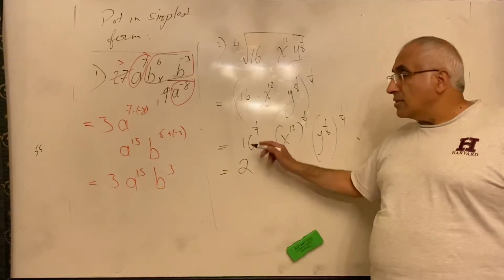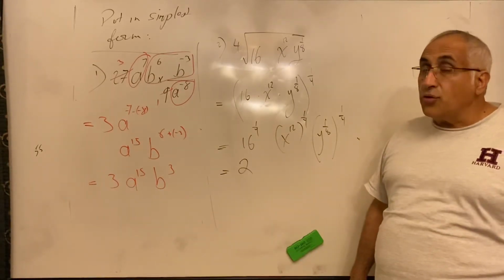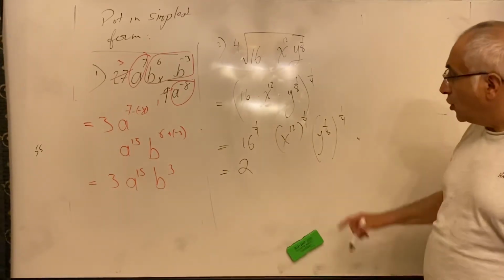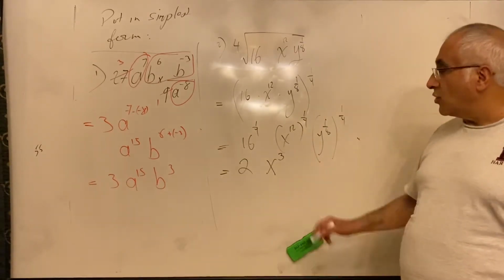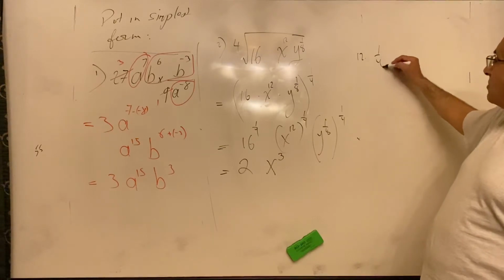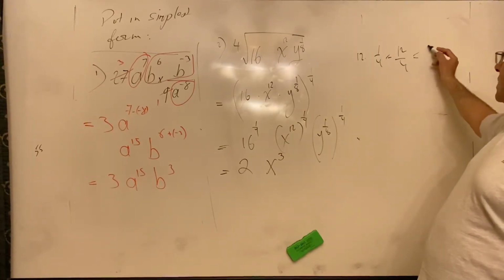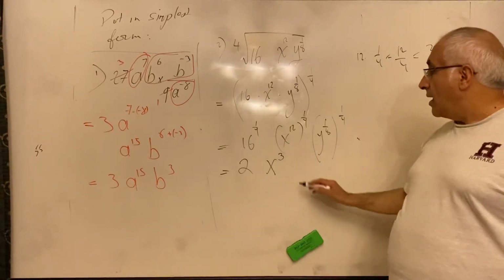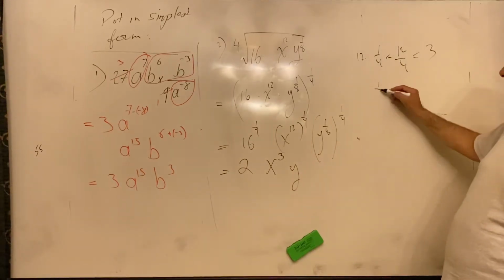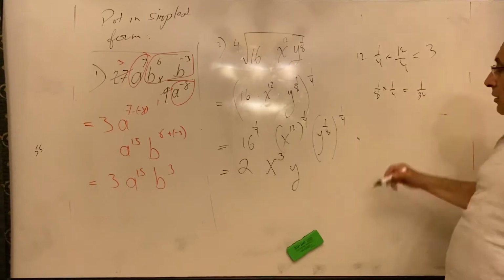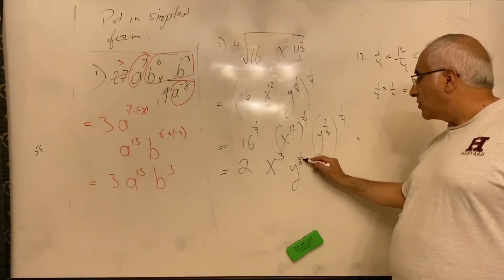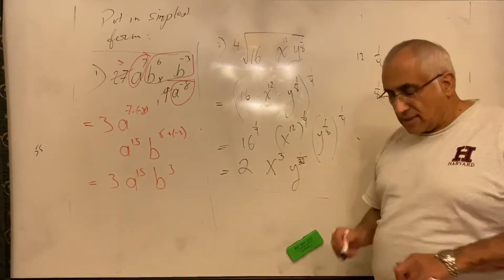So the fourth root of 16 is 2. What is 12 times a quarter? Well, it's 3, because 12 times a quarter means 12 over 4, which means 3. How about 1/8 times 1/4, which means 1 over 32. And that is in simplest form.